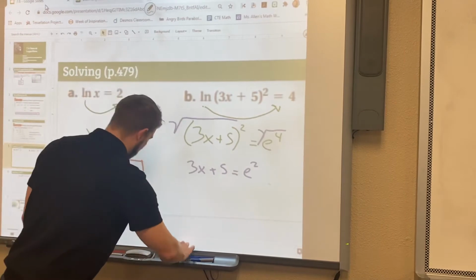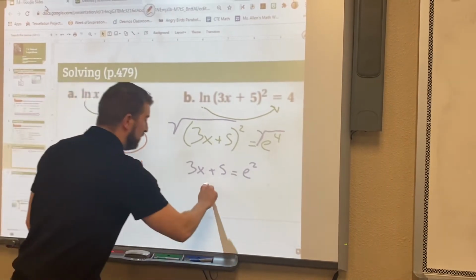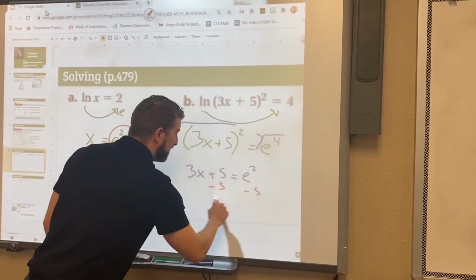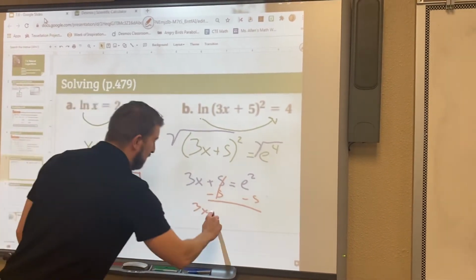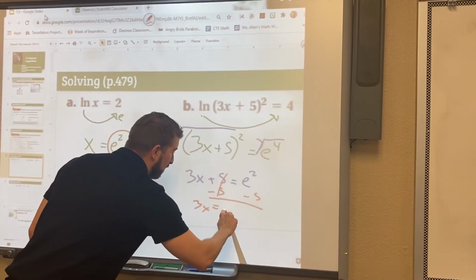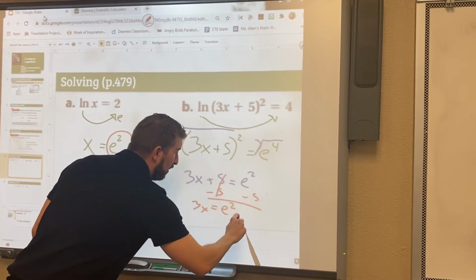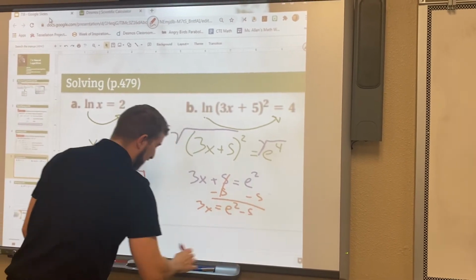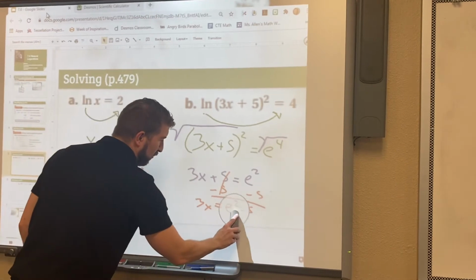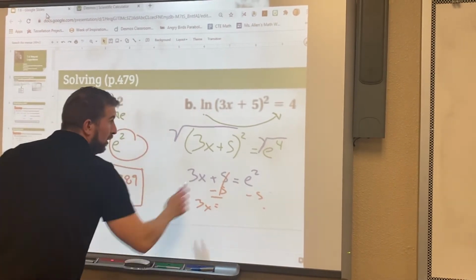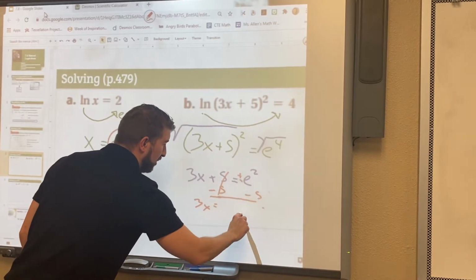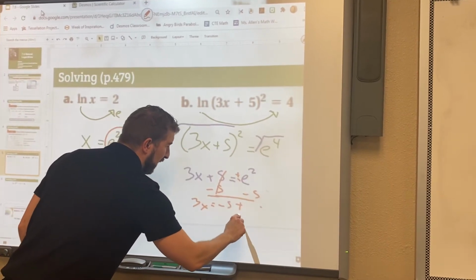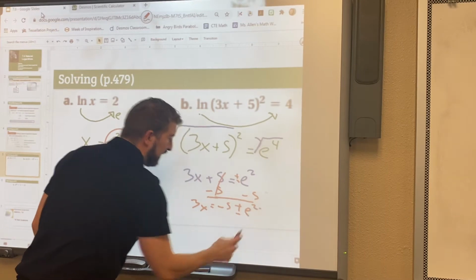So, we haven't used red, let's use red. Minus 5 from each side. My 3x drops. This becomes e squared minus 5. Actually, I'm going to rewrite this. Since we have these square roots over here, this is going to be plus or minus. And so I'm going to go and just write that as minus 5 plus or minus e squared.